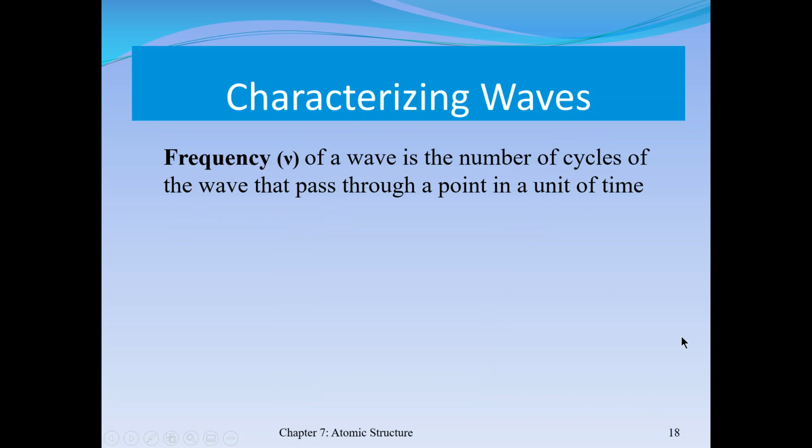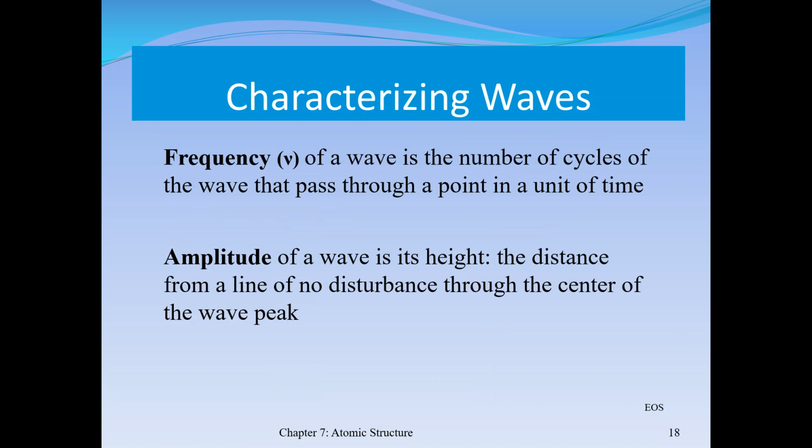The other characteristic is known as the frequency. The frequency, by definition, is the number of cycles of the wave that passes through a point in a unit time. And it is represented very often by the Greek letter nu. It looks like a V here, but it's actually a Greek letter nu, N-U. However, in some textbooks, they still use F to represent the frequency. So I have no problem if you use F to do that.